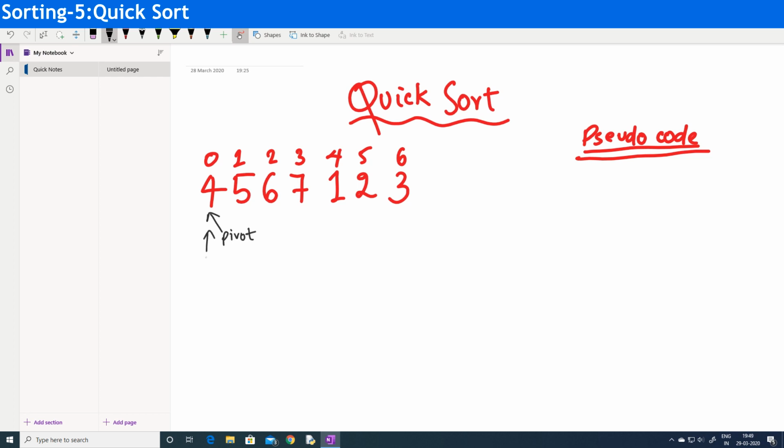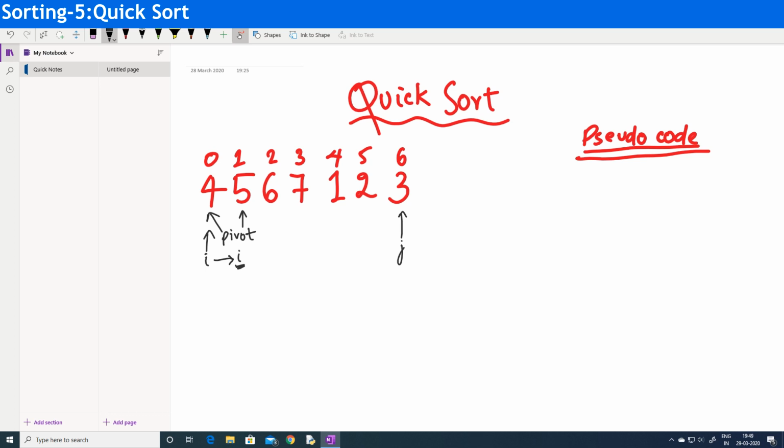Initially I is here and J is here. First we advance I, and I is moved over here. So I now points to 5. We observe that 5 is greater than 4, so we need to stop. So I is halted over here.